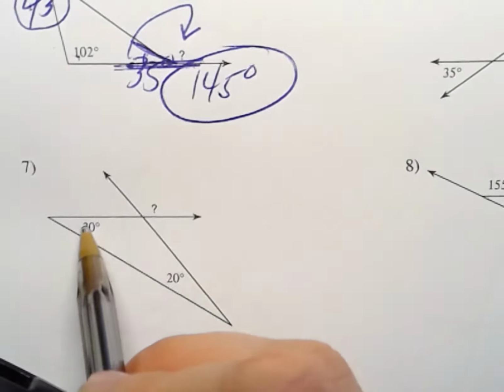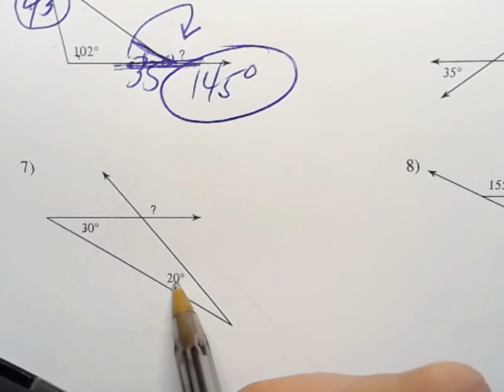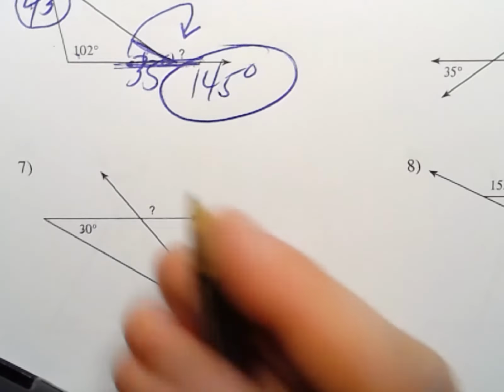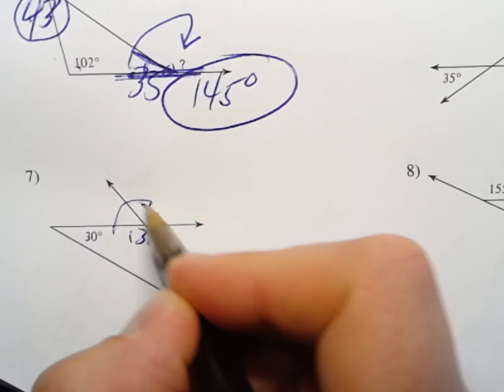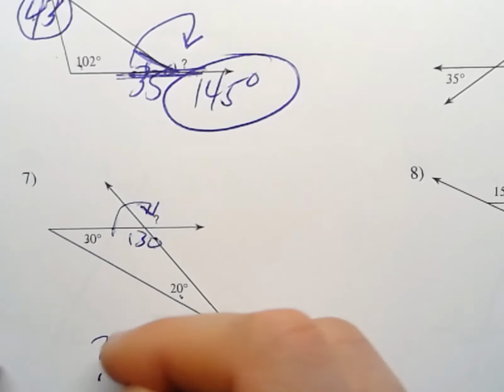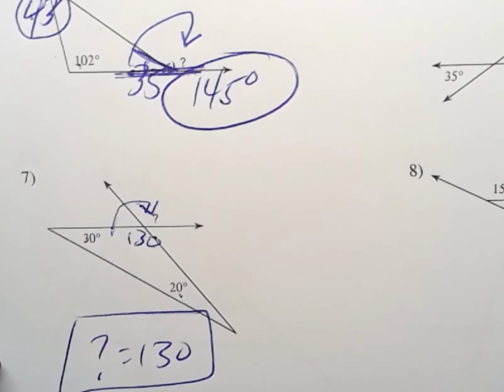Okay, so 30 plus 20 is 50, right? And 180 minus 50 means this is 130. But by vertical angles, that means the question mark is 130 also. So question mark is 130. Okay?